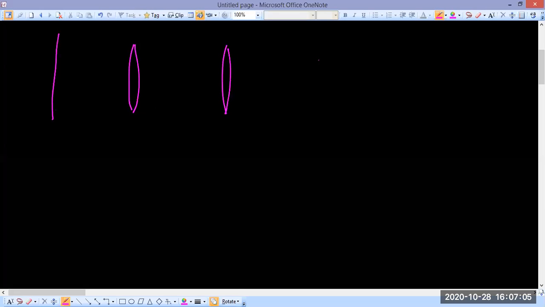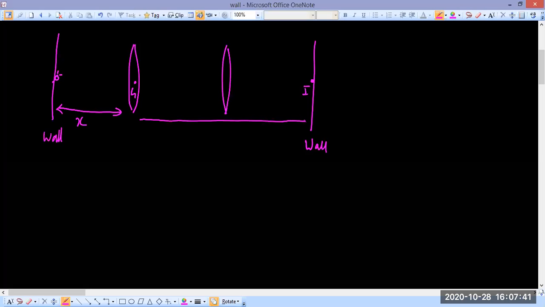Okay. So that method is as follows. Let's say these are the two walls. If you remember, I told you that we can get the image on the screen for two different positions of the lens, right? That's what we were talking about. Suppose in one case you get it here, that is when the lens is at L1, you get the following distances.